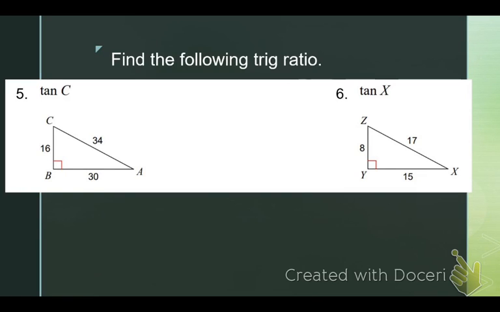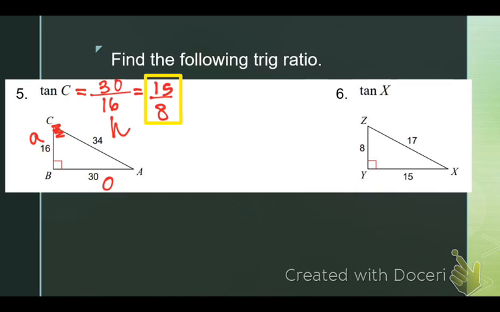So finding tangent of C. Let's label our sides. What's my hypotenuse? 34. What's my opposite? 30. And what's my adjacent? 16. So if you struggle with finding your opposite, turn your paper to where the corner is pointed at you, and then look at which side ends up being your opposite. All right, so tangent is opposite over adjacent, so what's my opposite? 30 over my adjacent, which is 16. Does this reduce? It does, to 15 over 8, yeah?